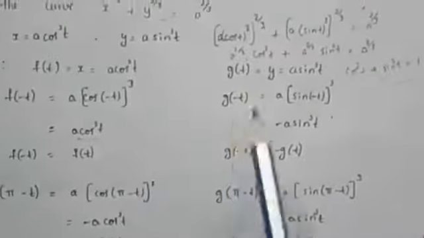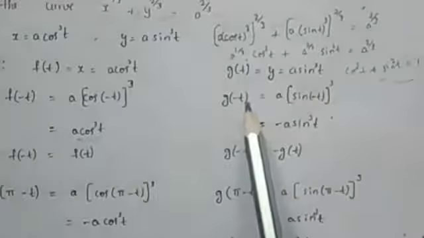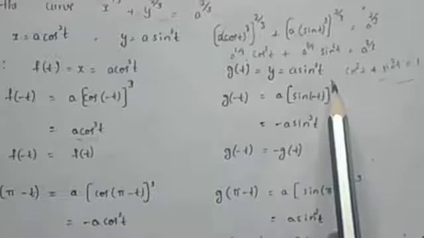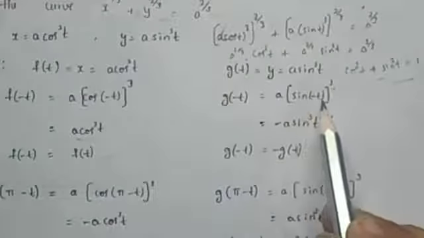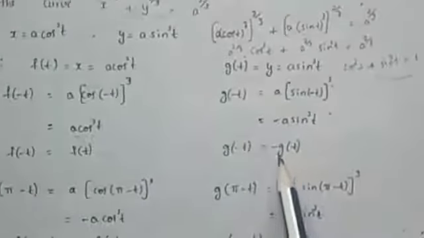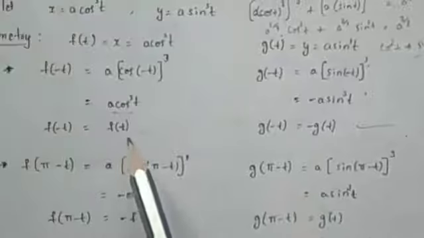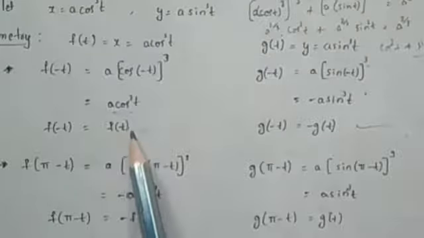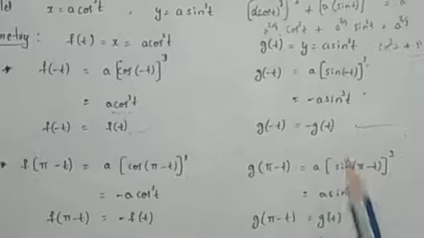Next, g(t) = a sin³t. Replace t by minus t, you get g(−t) = a (sin(−t))³. Sin of minus t is minus sin t, so you get −a sin³t, which is −g(t). So g is an odd function. After replacing t by minus t, f(t) is an even function of t and g(t) is an odd function of t.